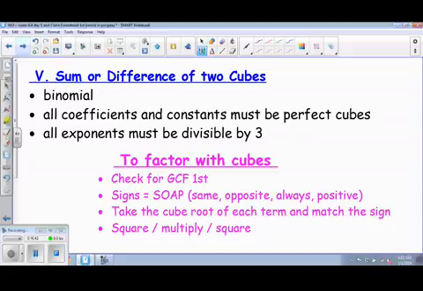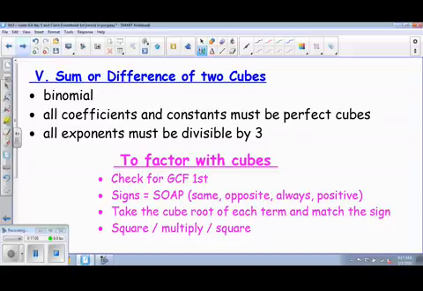Okay? And so, is 1 a perfect cube? Yes. 1 times 1 times 1 is 1. A cube root of 1 is 1. 1 is perfect everything. It's a perfect square, it's a perfect cube. Okay. And so you need to get familiar with that cube root button in your calculator.